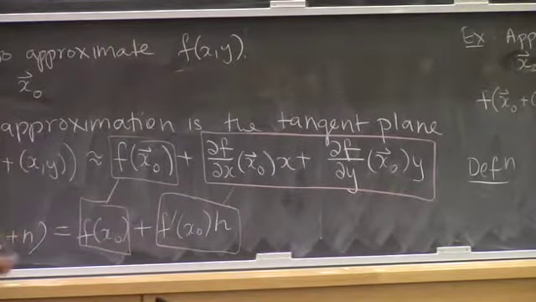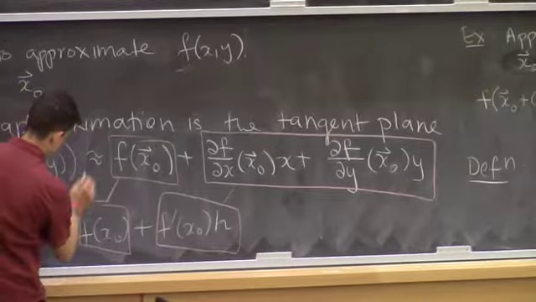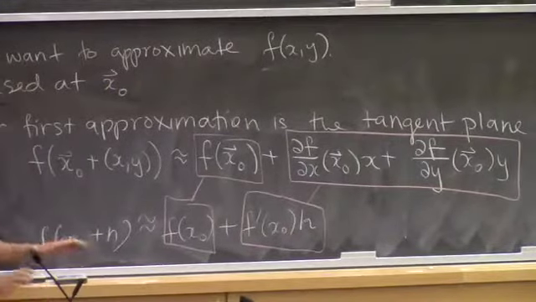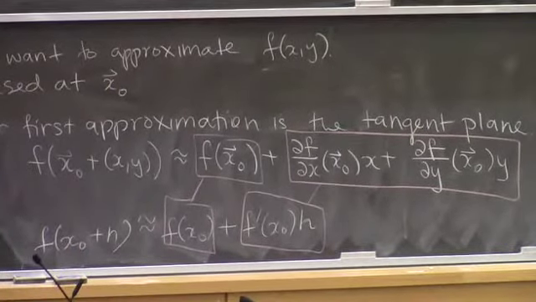So that's the analogy between one variable approximation and two variable approximation. Are there questions there about the relationship? Thoughts? Okay, so let's say how second order approximations work.